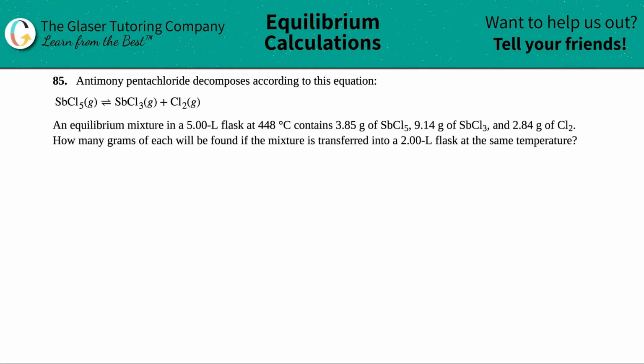Number 85, antimony pentachloride decomposes according to this equation. And then we have this equation right here, SbCl5 gas, which comes to equilibrium with SbCl3 gas plus Cl2 gas. Then they say, an equilibrium mixture in a 5.00 liter flask at 448 degrees Celsius contains 3.85 grams of SbCl5, 9.14 grams of SbCl3, and 2.84 grams of Cl2. How many grams of each will be found if the mixture is transferred into a 2.00 liter flask at the same temperature?